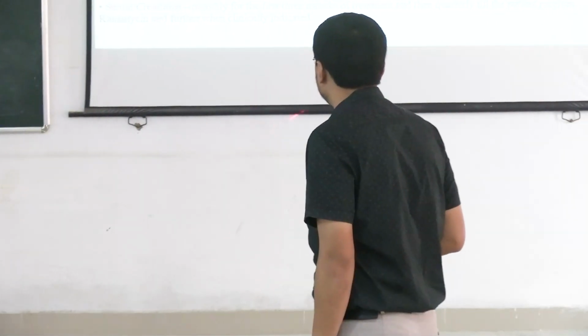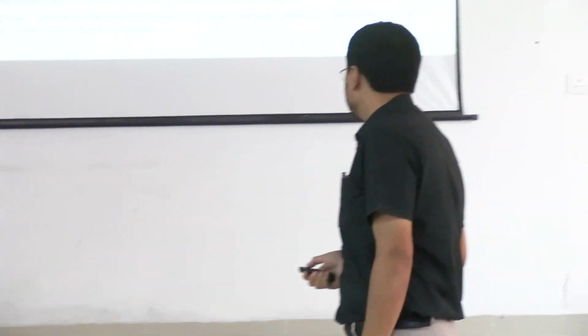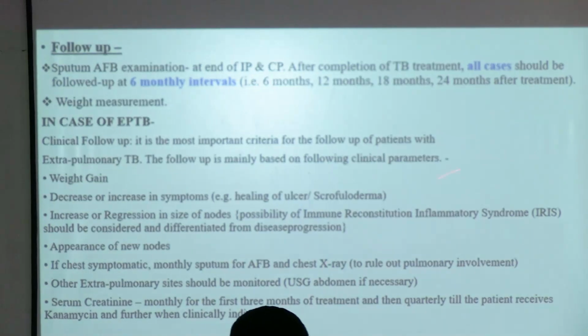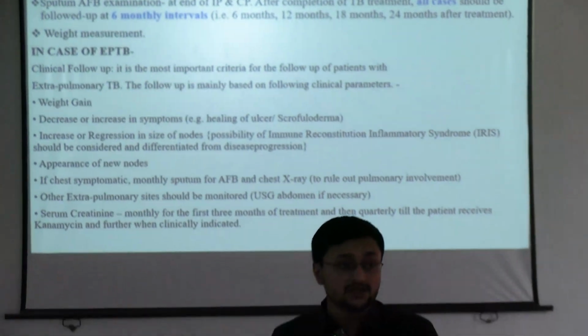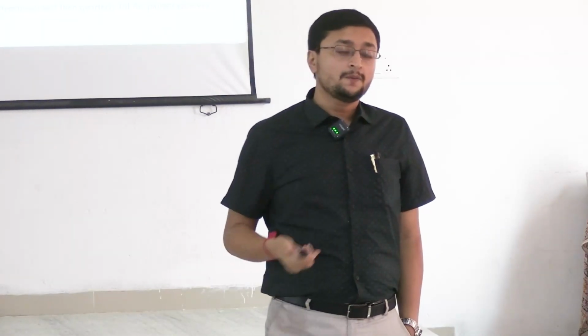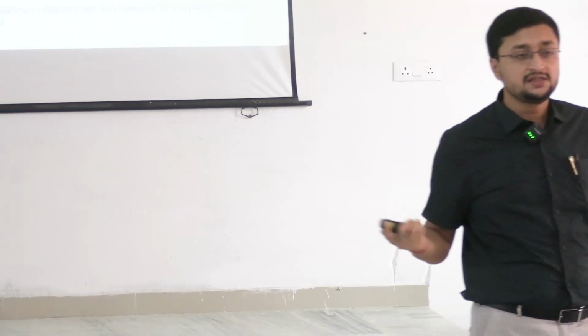And serum creatinine monthly for the first 3 months of treatment, and then quarterly till the end of treatment. So this is for drug resistant TB. If the patient is receiving an aminoglycoside, then you have to check the creatinine periodically.